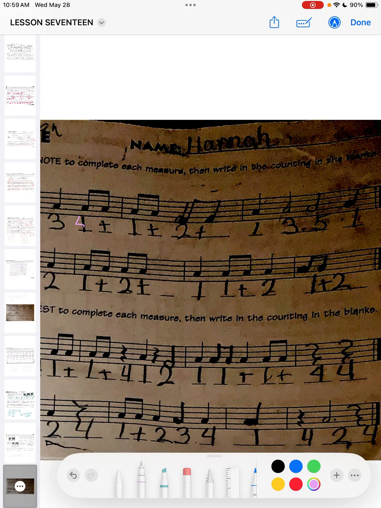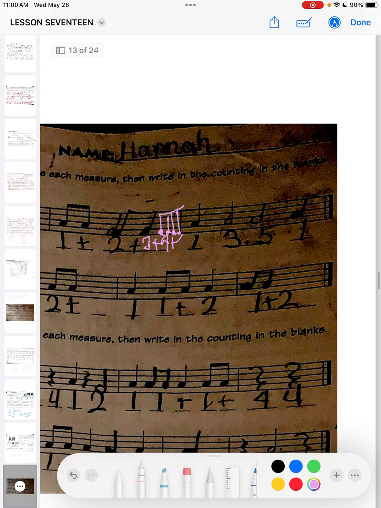Okay. You're missing a whole gap on the third one. So it'd be 1 and 2 and 3 and 4 and. So you're going to have to put some extra notes. 1 and 2 and 3 and 4 and. That is wrong. Okay, no, this part is wrong.